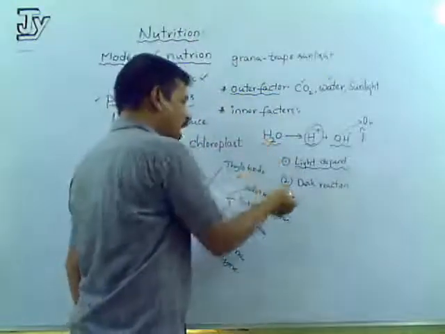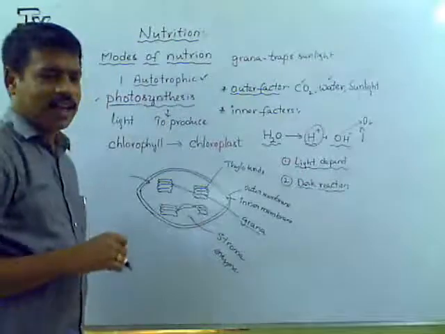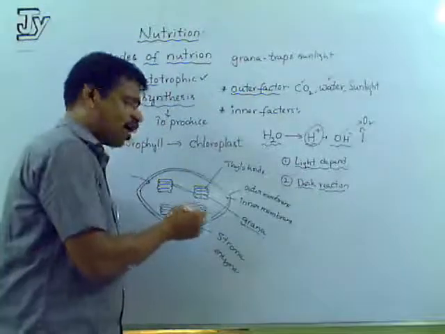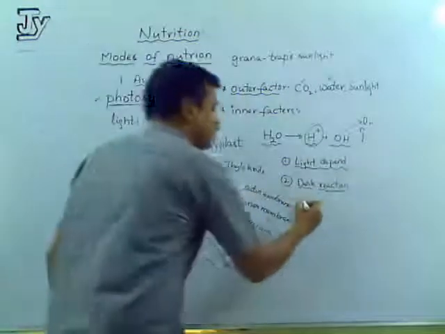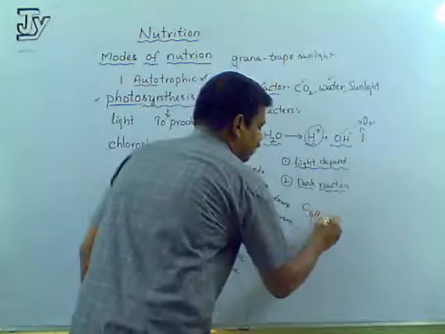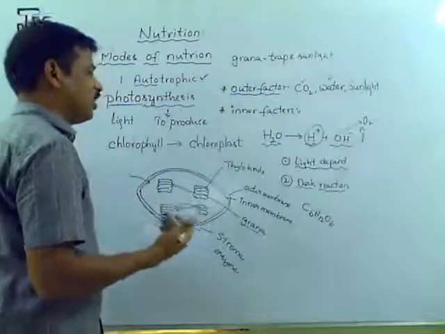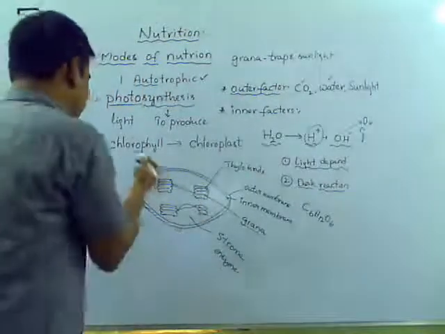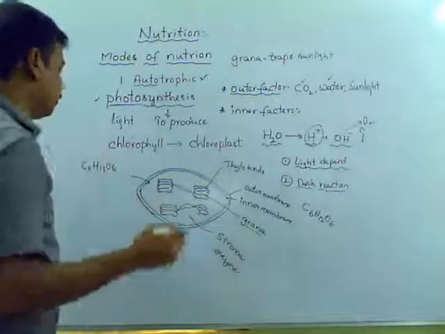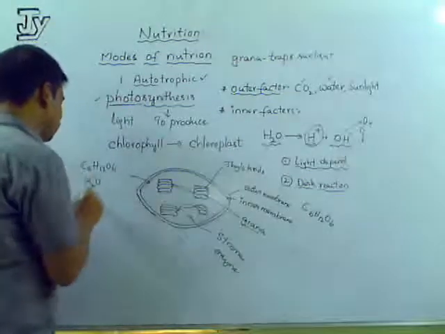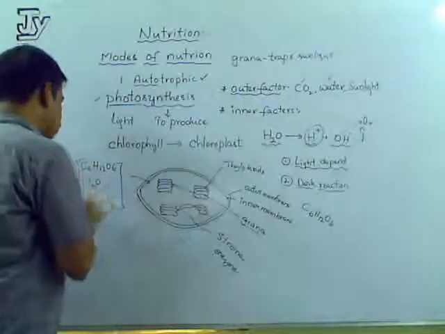So the hydrogen ions go towards the dark reactions, and here the enzymes which are present in the stroma are involved and form glucose. That means C6H12O6. So the end products of photosynthesis are glucose plus some water molecules plus oxygen.